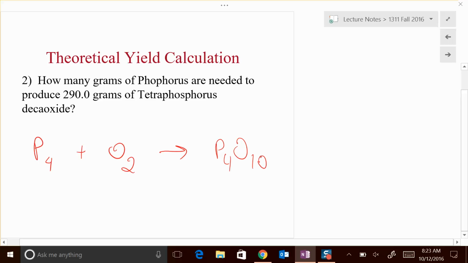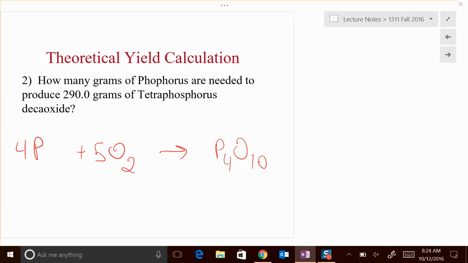Okay, how many grams of phosphorus are needed to produce 290.0 grams of tetraphosphorus decaoxide? Okay? So, we'll get a balanced chemical equation. Let's make it more interesting. Which that's not really how it would be. But let's just go ahead and take it like that. How many grams of phosphorus are needed to produce 290 grams of tetraphosphorus decaoxide?